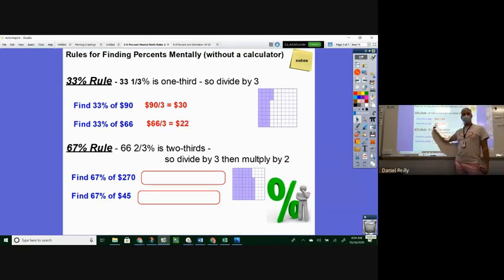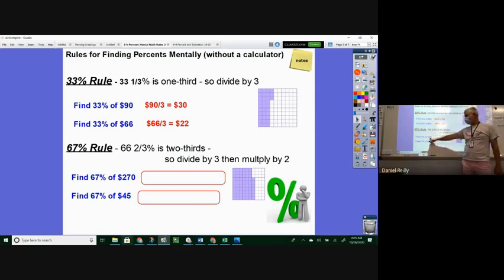33% of 66 is 1/3 of 66. 66 divided by 3 is 22. 6 divided by 3 is 2, 6 divided by 3 is 2, so 22. And then 2/3 is the same thing. You divide it by 3 and then you multiply that by 2. So if the number you're getting a percent of is easily divisible by 3, then you can get thirds.